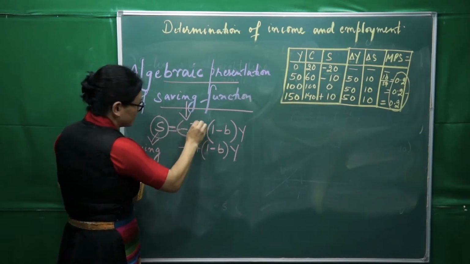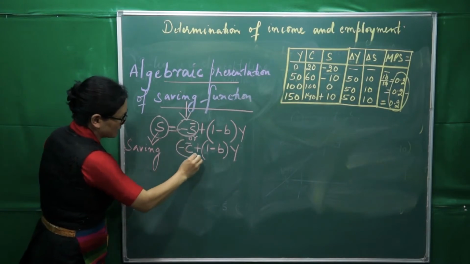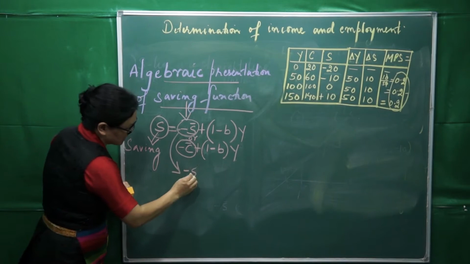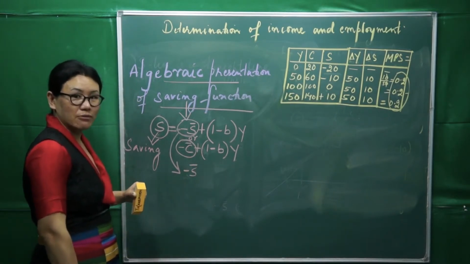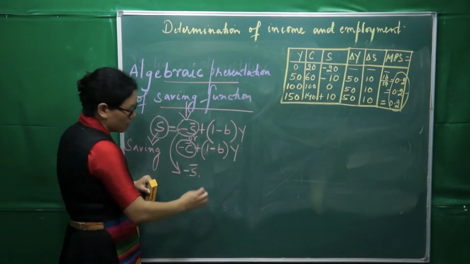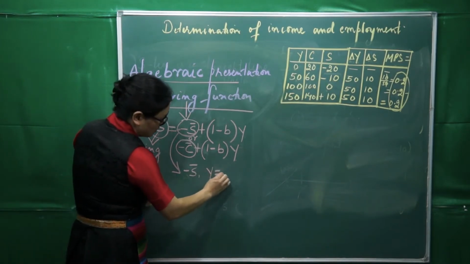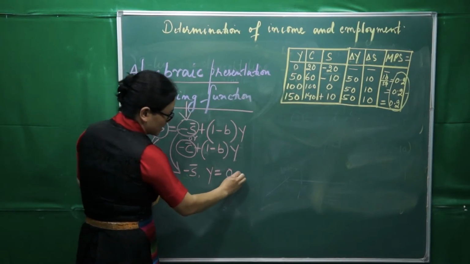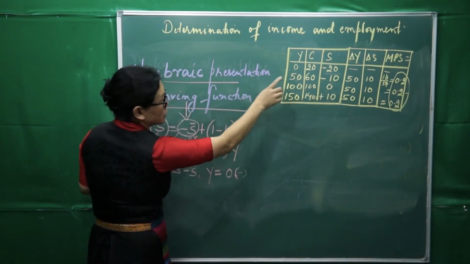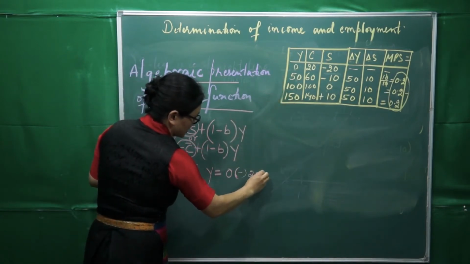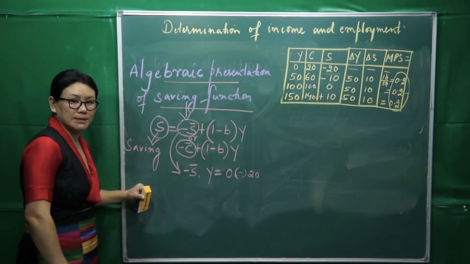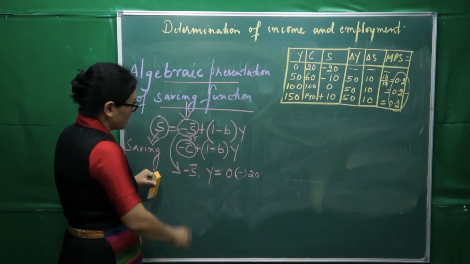What is this now? Or this one? So this is autonomous saving, right? So what is this autonomous saving? When income is 0, we are getting a negative saving. That is how much? 20. This is autonomous saving. Is that clear?